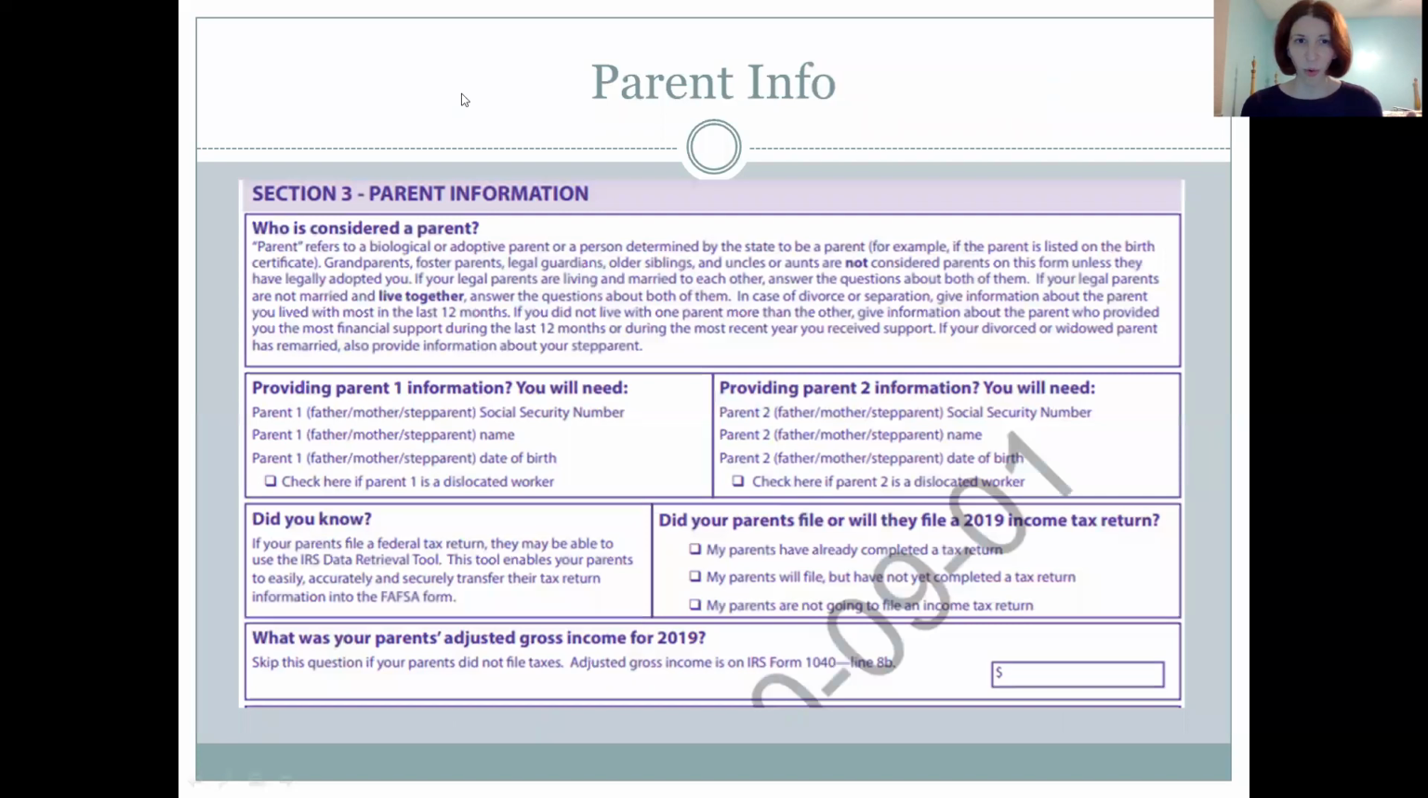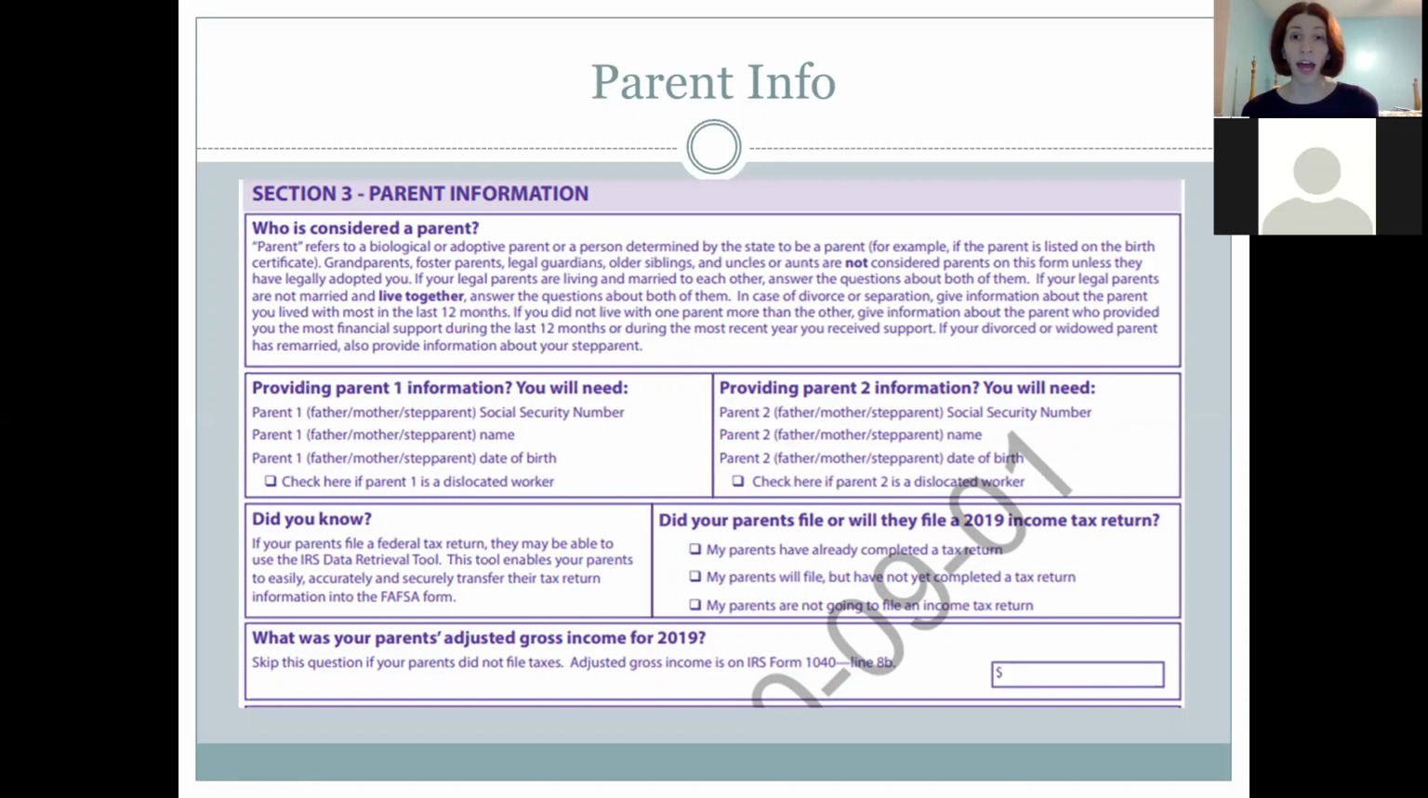Now that you know which parent or parents to report, you are then going to provide that information. So again, parent 1, parent 2, make sure you're being consistent. It's also going to ask if the parent has completed their taxes. Now, for the 21-22 FAFSA, you are going to be using the 2019 taxes. You're going to be completing the 2019 taxes, and hopefully you have already completed these because it's almost 2 years ago tax-wise.